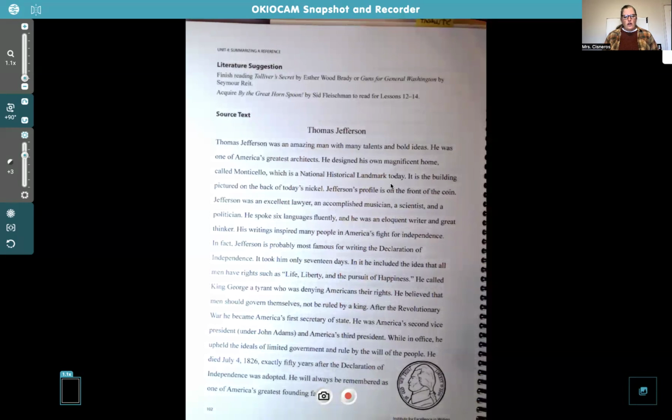He died on July 4th. How cool is that, to die on the 4th of July? I would think as a president, that's kind of cool. July 4th, 1826, exactly 50 years after the Declaration of Independence was adopted. He will always be remembered as one of America's greatest founding fathers.